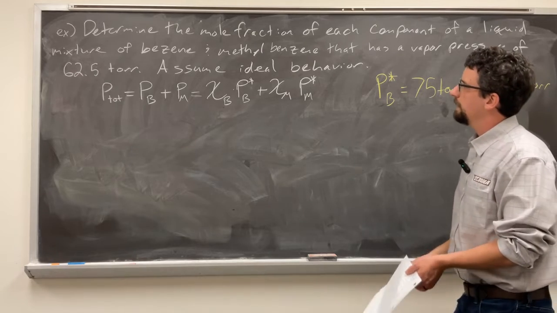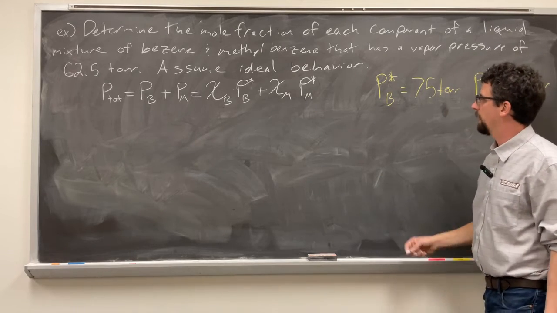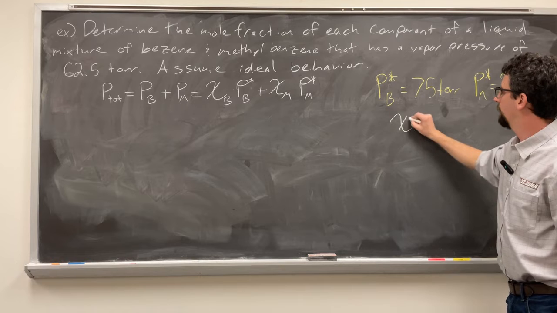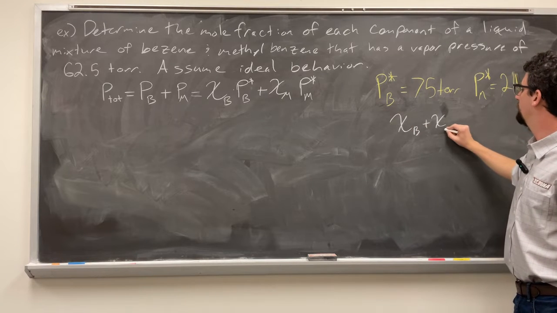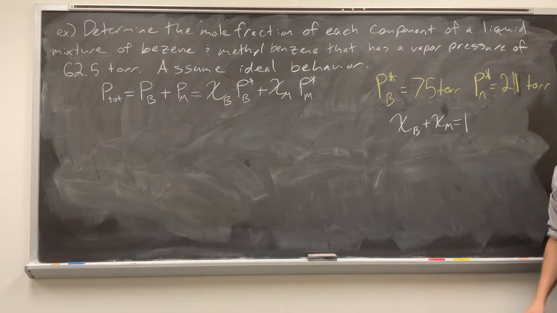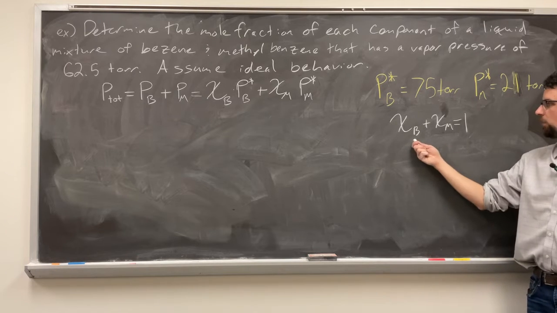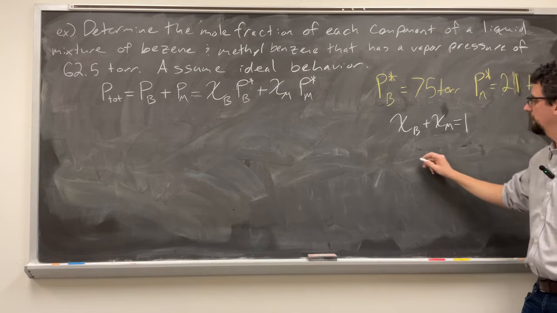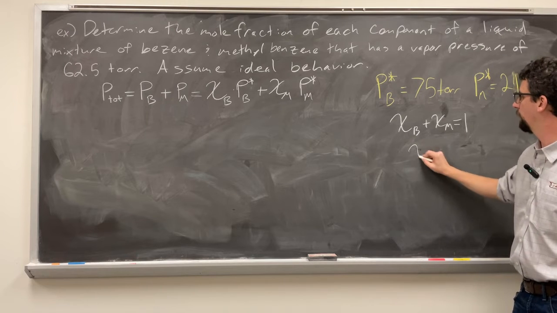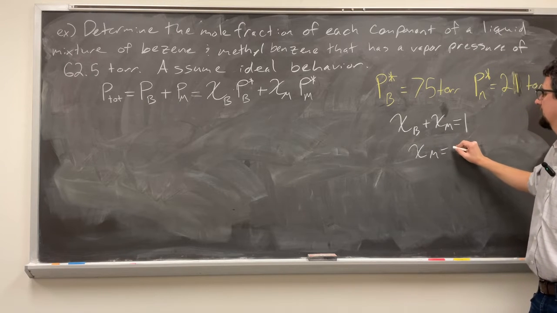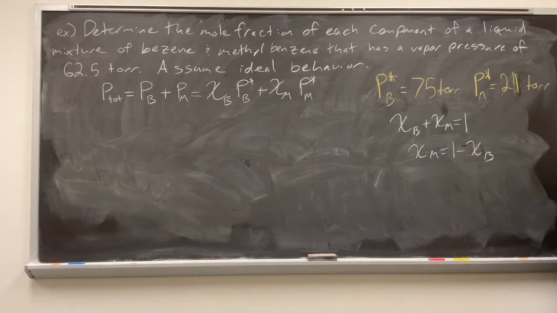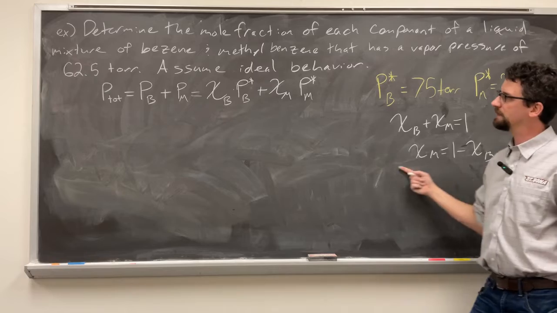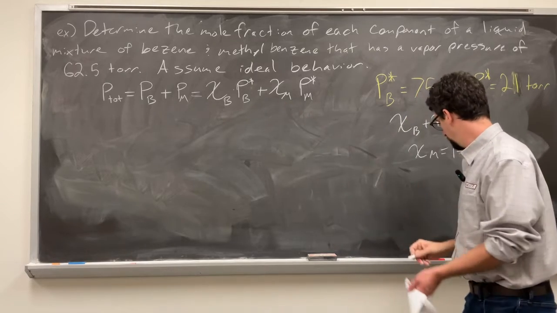Okay. Something else we do know from this equation is the mole fraction of benzene plus the mole fraction of methylbenzene is equal to 1. So if we know one, we know the other. If we manipulate this around, let's solve for the mole fraction of methylbenzene. That would just be 1 minus the mole fraction of benzene. What we're going to do now is take this and plug that into here.